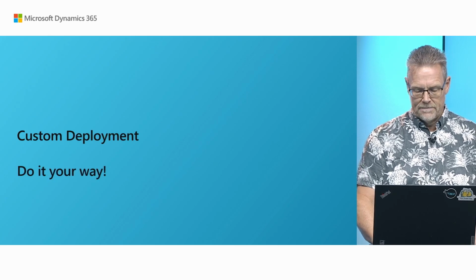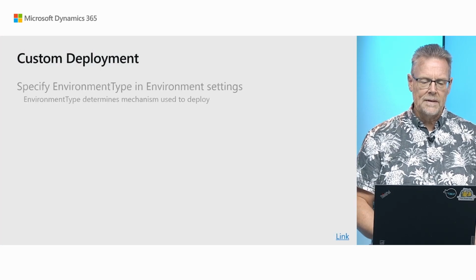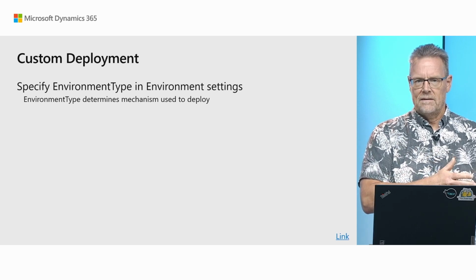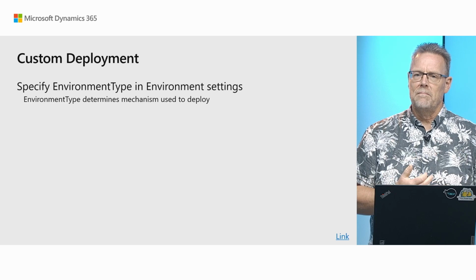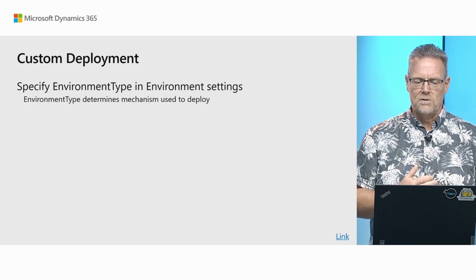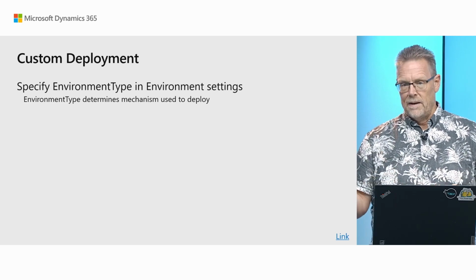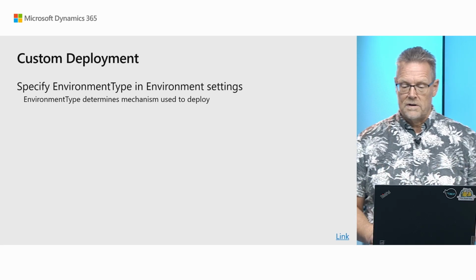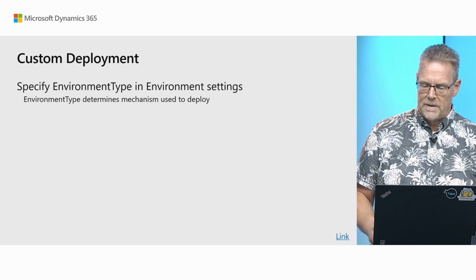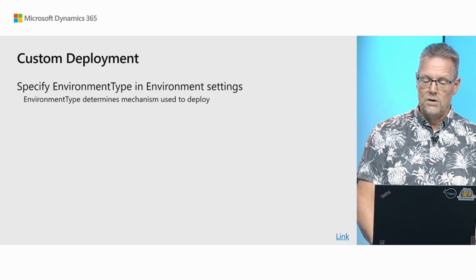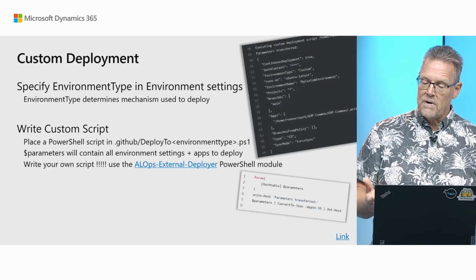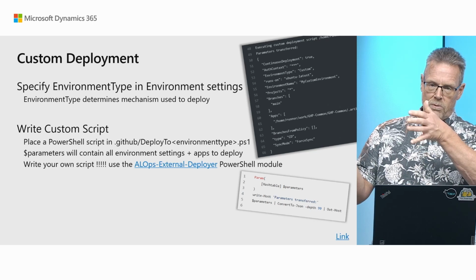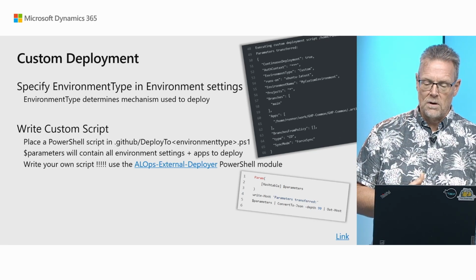Do it your way. So, custom deployment. If you specify environment type in your environment setting, then that determines the mechanism used for deploy. So if you say the environment type is on-prem or custom or whatever, then we'll say, okay, it's no longer a SaaS environment, so our deployment mechanism will no longer be used. Then you can write a custom script, and you just place that in the .github folder, DeployTo environment type .ps1.